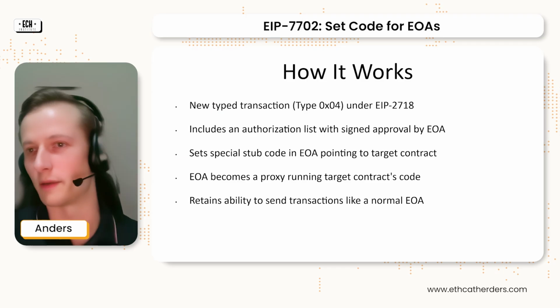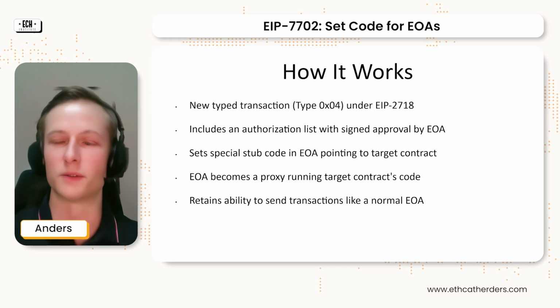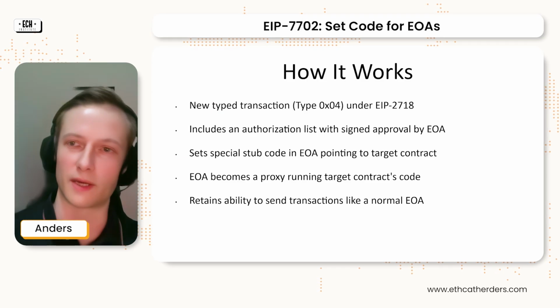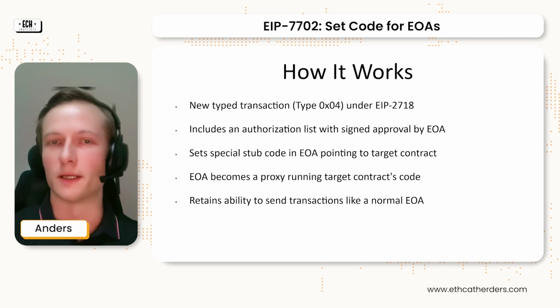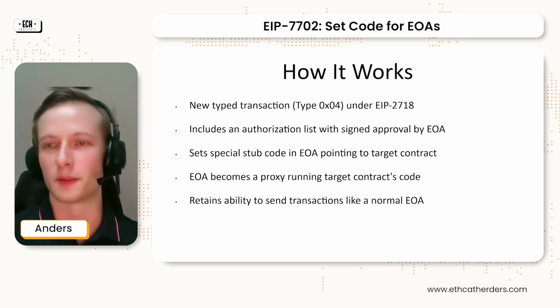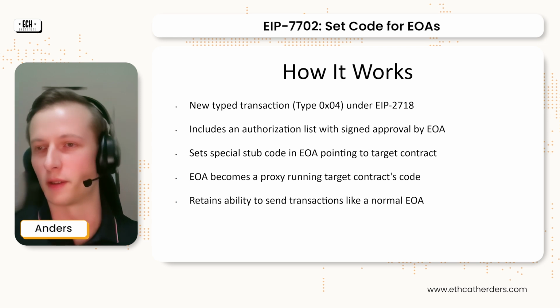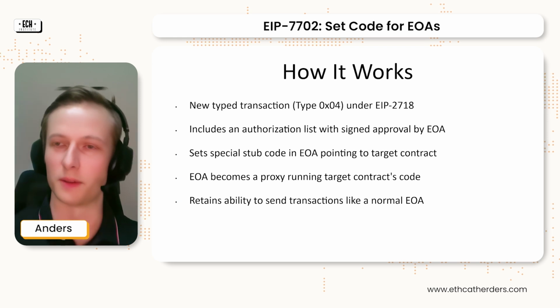It will have a balance, it will have a nonce, and it will also include the code that you provided in the transaction that you used to create the smart contract. In a 7702 transaction, you do not provide the code itself. You just point to the code.